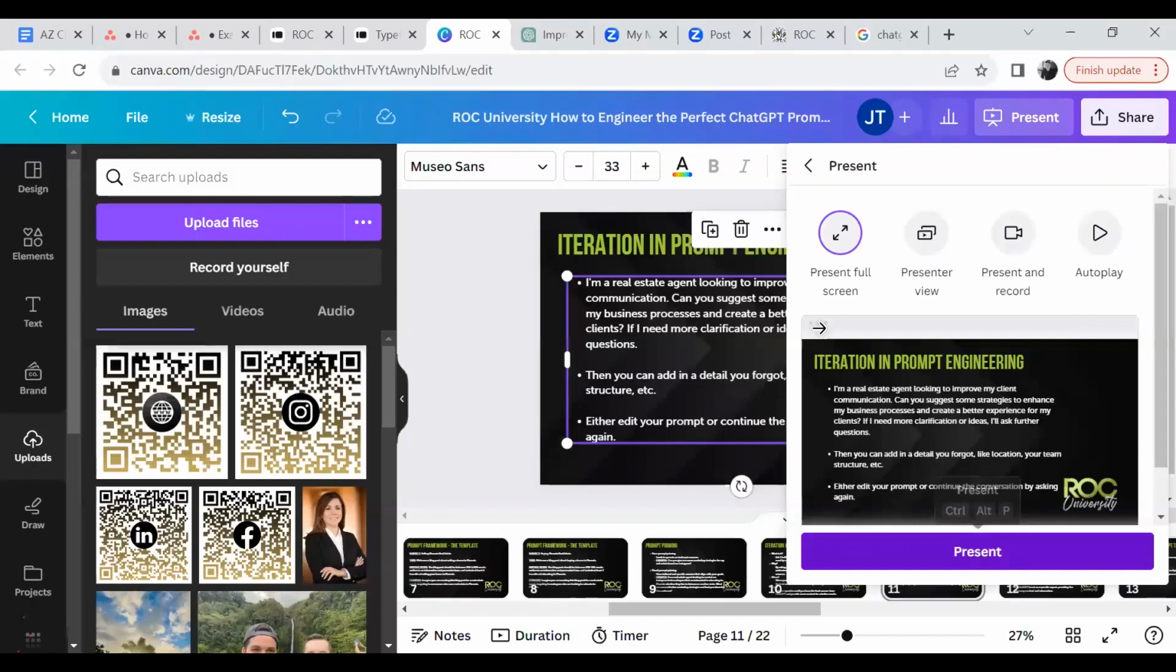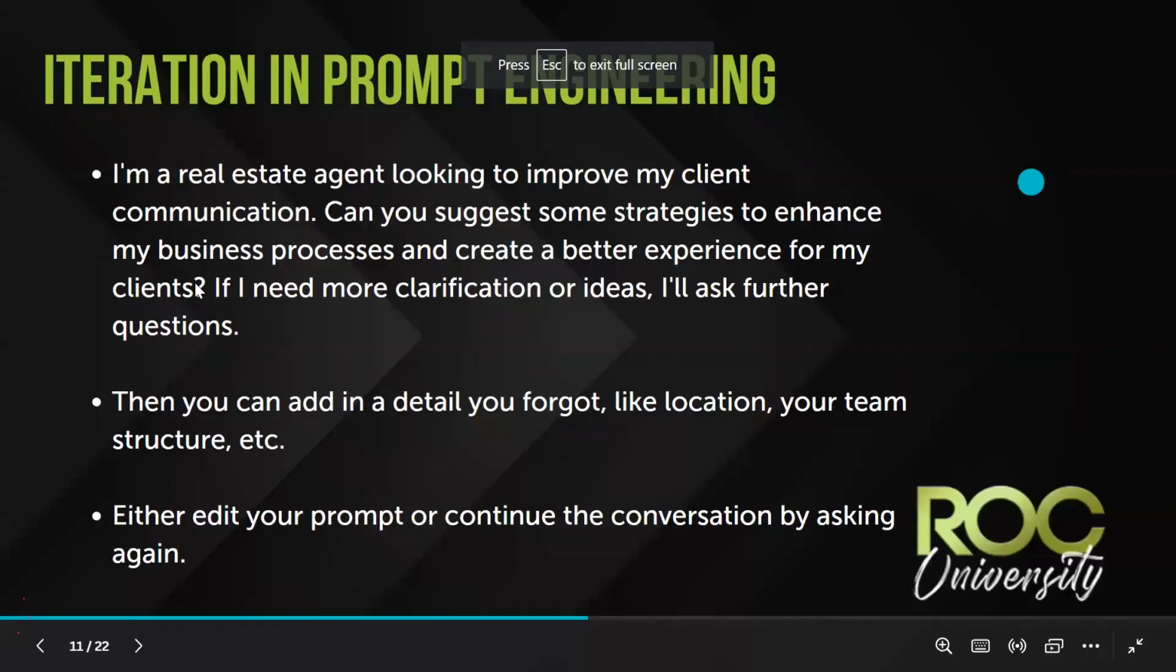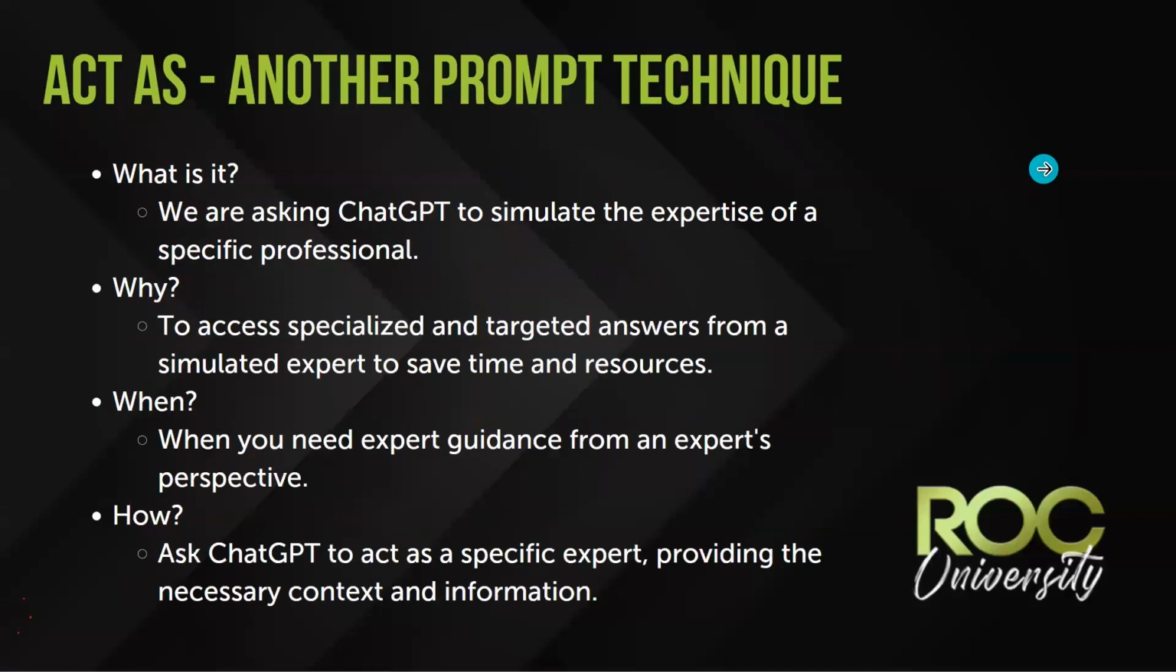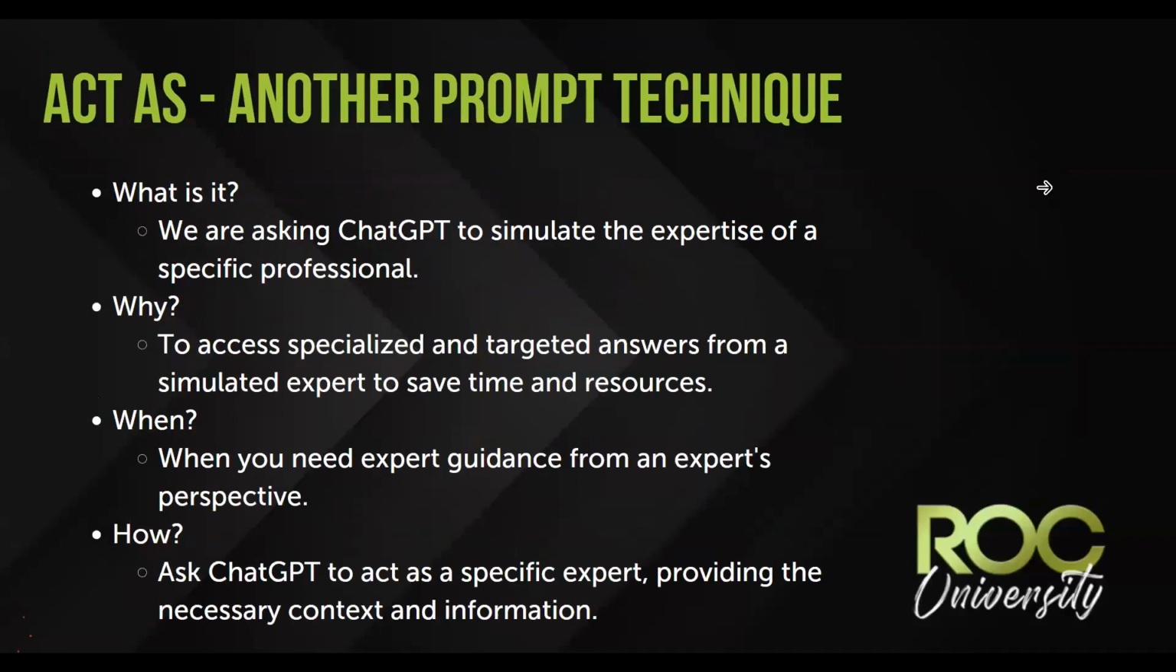All right, we're going to jump back in here. Let's talk about act as, right? Another prompt technique. Act as is when we're going to ask ChatGPT to simulate the expertise of a specific professional. Okay, side note here, you could literally ask it to act as a doctor, act as an accountant, act as whatever the profession may be. Be very careful, right? AI is not our doctor. AI is not an accountant. AI is not necessarily a human being, right? So I just want to preface that because that came up in the last one.